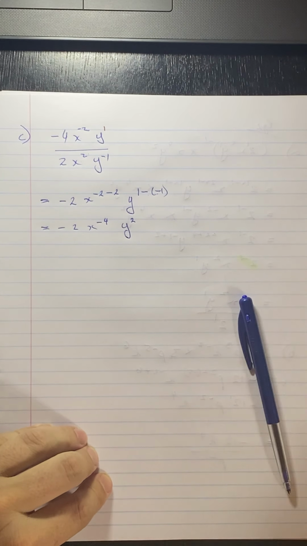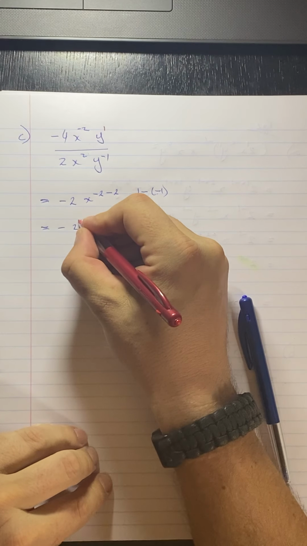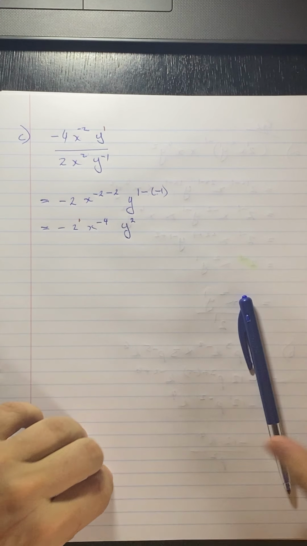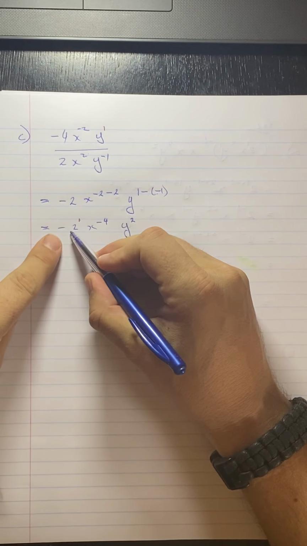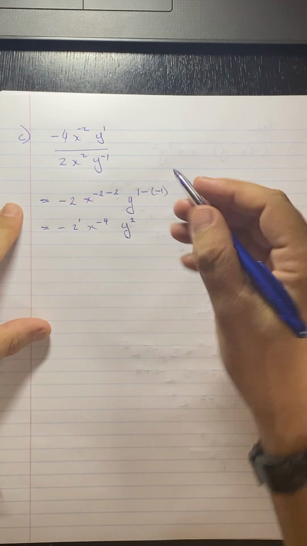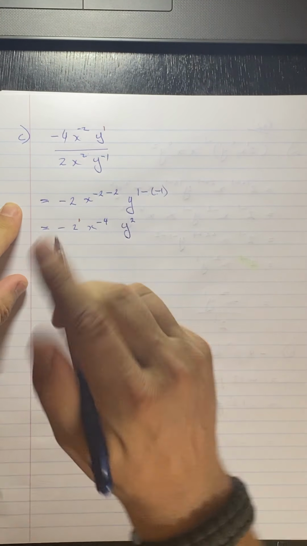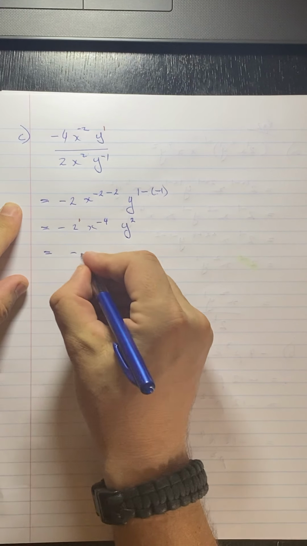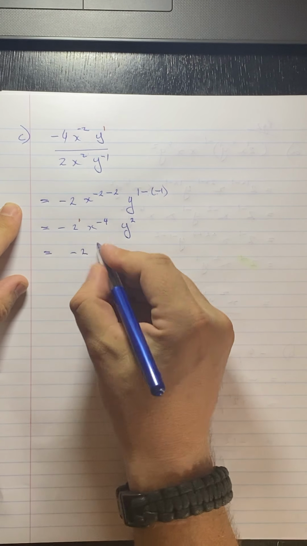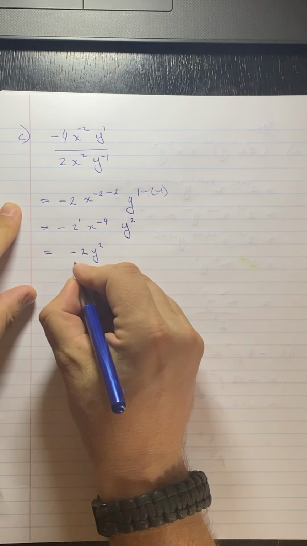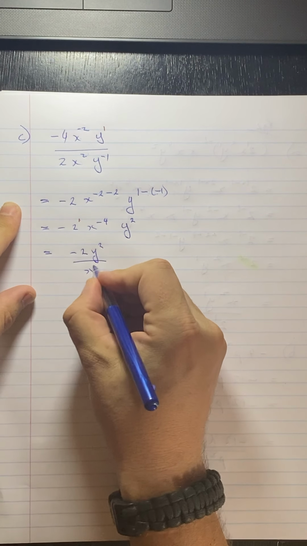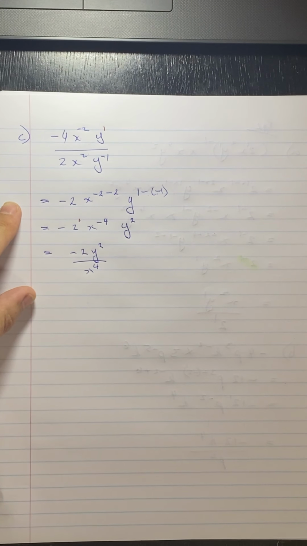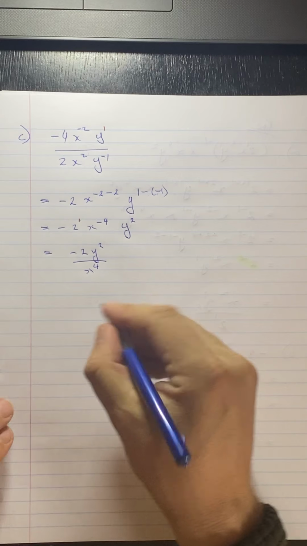Okay. Now just remember that the 2's exponent is an invisible 1. Okay. So its exponent is positive. It's just a negative number. Okay. So everything with negative exponents goes to the bottom. So minus 2 stays up at the top. The y squared stays up at the top. And the x to the 4 goes down to the bottom. Okay, and there's our answer.